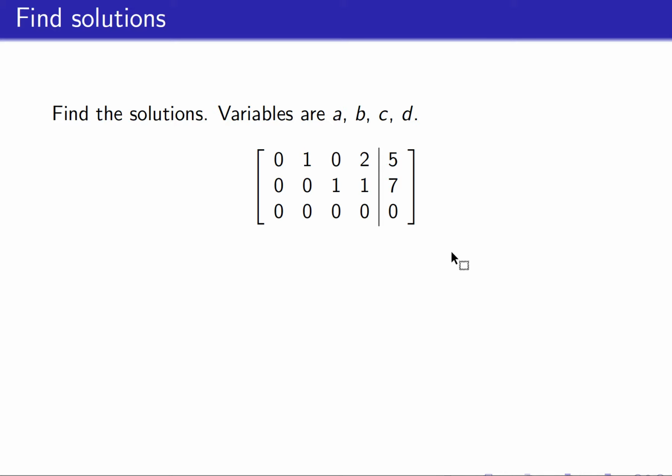How about this one? Pause. And here's the answer. Again, A is any value. D is any value, but these are the pivots. So B is equal to 5 minus 2D, C is equal to 7 minus D. You'll notice that once you know A and D, you can plug them into here. Actually, we didn't care about A, but never mind. And we end up with B and C. So that's the idea of writing the solution like this.